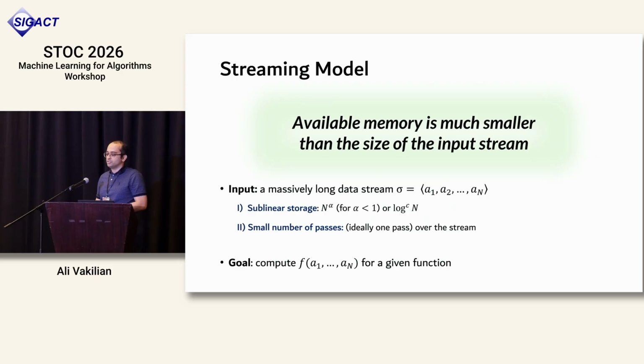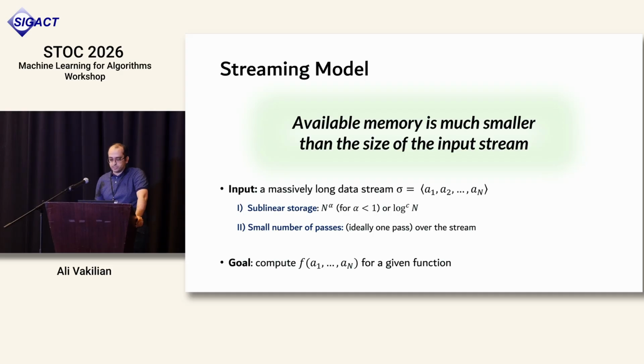In a streaming model, usually the whole idea is that the amount of memory available to the algorithm is much smaller than the size of the input stream that the algorithm needs to process. More formally, we have a massively long data stream, A1 to A capital N, and the idea is to use a sublinear amount of space, n to the alpha, where alpha is smaller than 1. In most cases, what we are actually looking for is polylogarithmic in n. We also want a small number of passes over the stream, ideally just one pass. At the end, we would like to be able to compute a given function f over this stream.